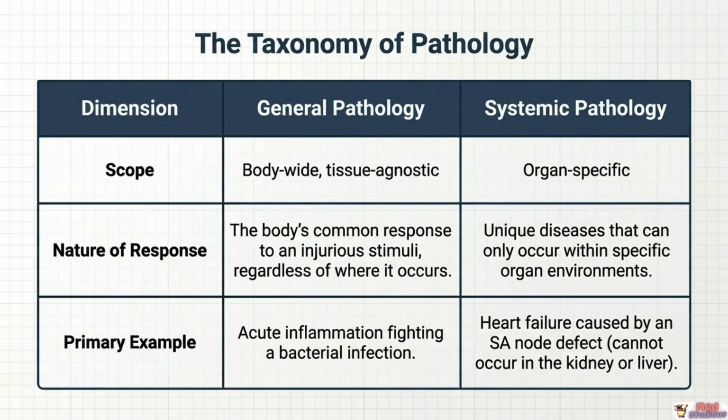Systemic pathology, by contrast, studies diseases that are specific to individual organ systems. Diseases whose characteristics are determined by the unique anatomy, physiology, and cellular composition of the organ in which they occur. Heart failure from sinoatrial node dysfunction can only occur in a heart. It cannot occur in the kidney or liver because those organs do not have SA nodes.